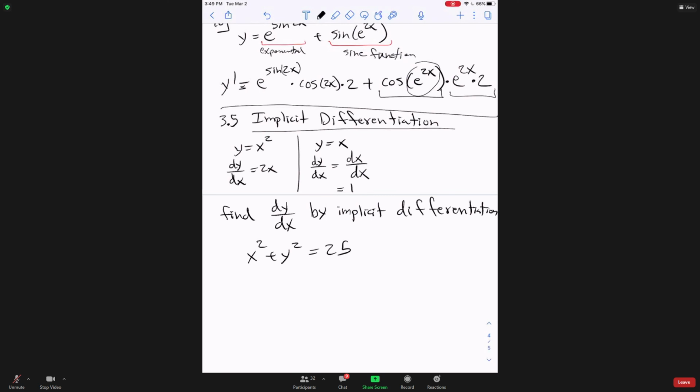Okay, so we're going to take the derivative of both sides with respect to x. The derivative of x squared is going to be 2x. The derivative of y squared is going to be 2y, but then the chain rule, times the derivative of y. What's the derivative of y? Well, we don't know what y is, so we call it dy over dx. Equals, what's the derivative of 25? 0. I know that part throws people off.